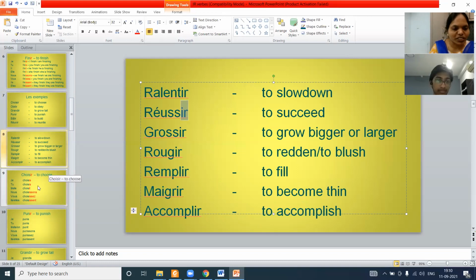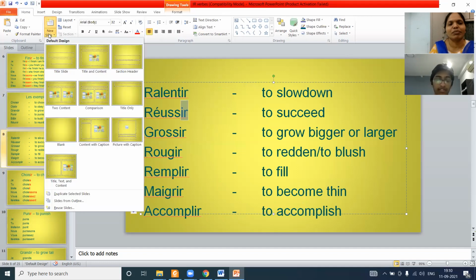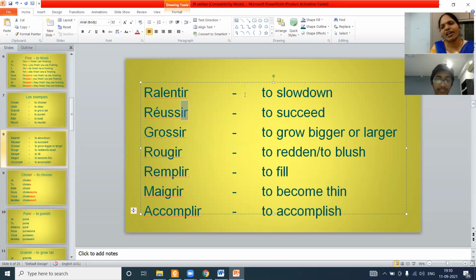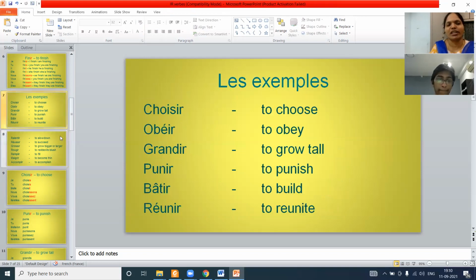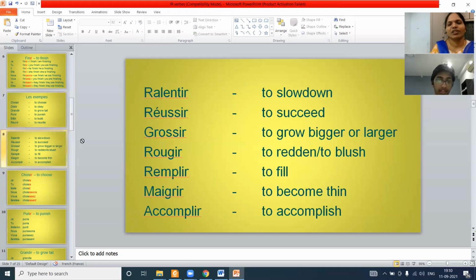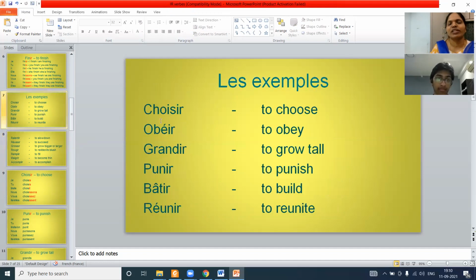All are like that only. Maigrir: I become thin, you become thin. Are all of these regular verbs, or are some of them irregular? Just note down the examples, Smaran. See, choisir, to choose. Obéir, to obey. Grandir, to grow tall. Next one, punir, to punish, bâtir, to build, réunir, to reunite. Write it fast. That's it.